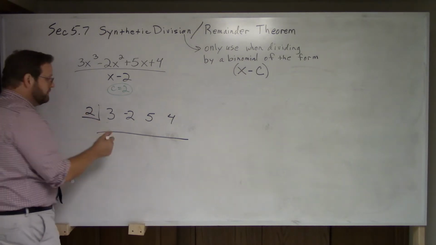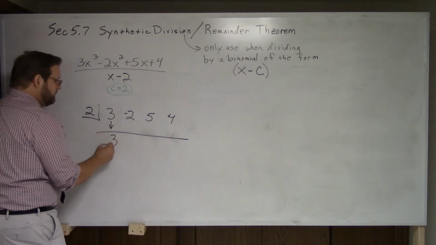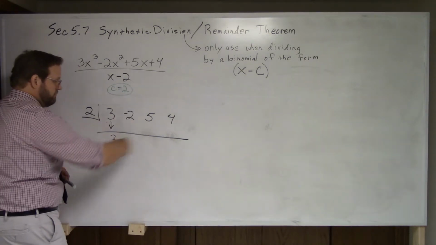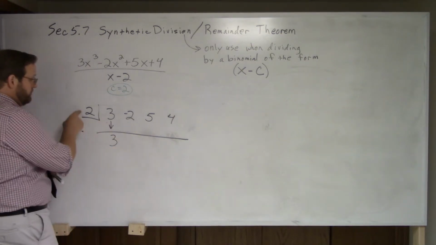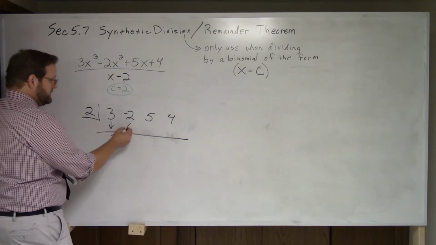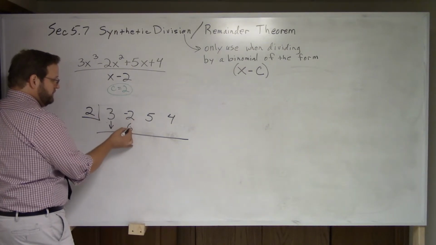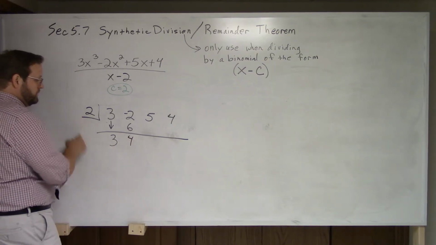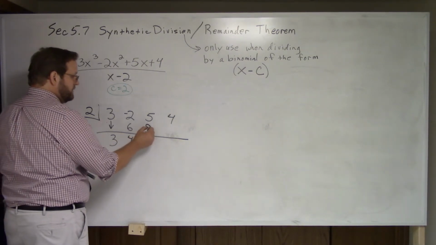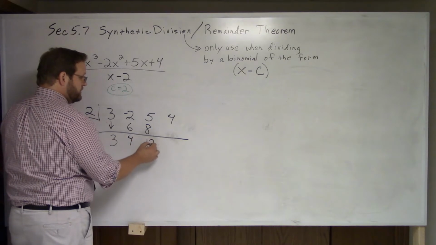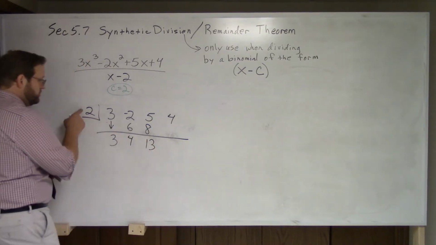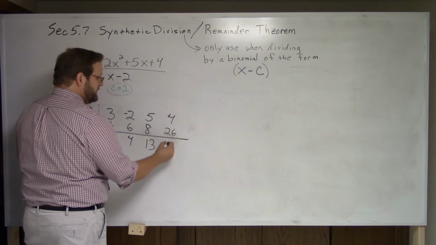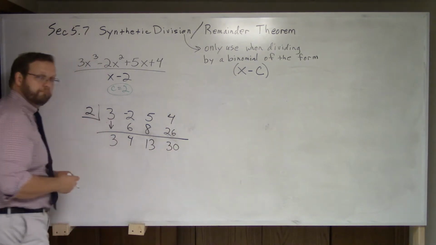I start by dropping this down. Then I multiply, add, multiply, add, multiply, add. So 2 times 3 is 6. Negative 2 plus 6 is 4. 2 times 4 is 8. 5 plus 8 is 13. 2 times 13 is 26. 4 plus 26 is 30.